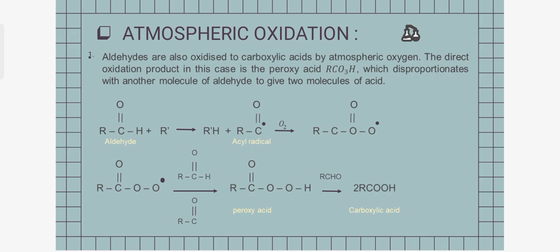and we get R, C, O double bond O radical. The O has a charged electron. Now the radical reacts with aldehyde and gives us free radical and peroxy acid. There is the structure of peroxy acid, and the peroxy acid reacts with a molecule of aldehyde and gives us two molecules of carboxylic acid.